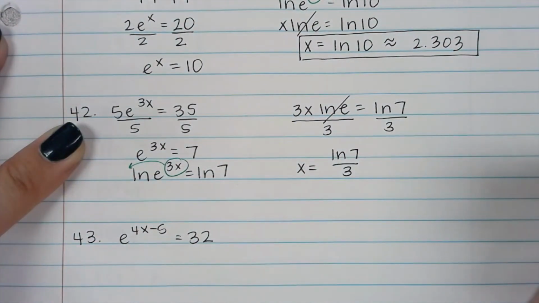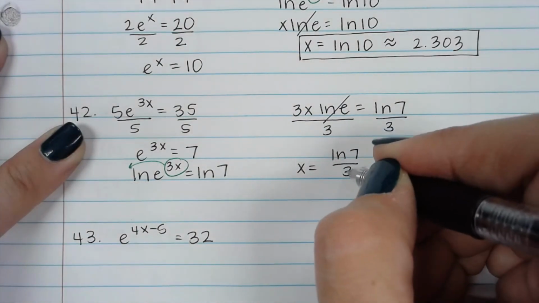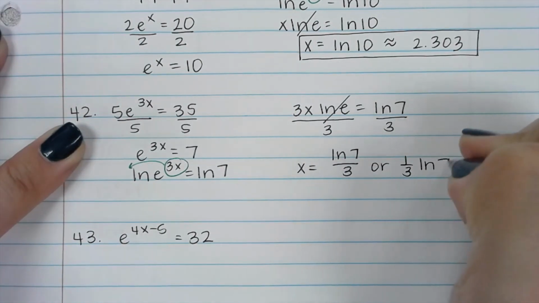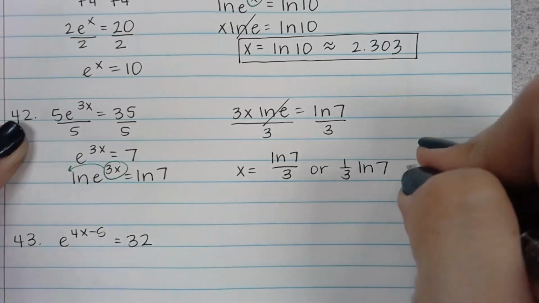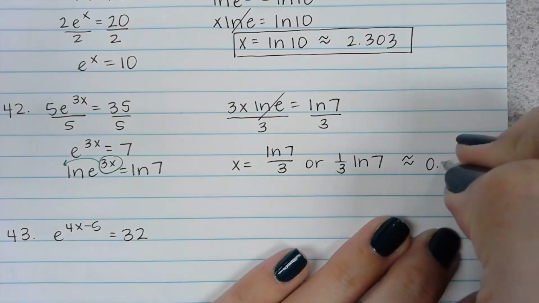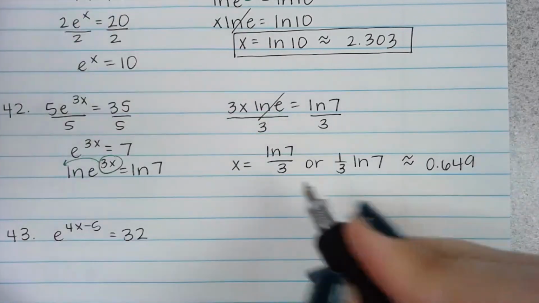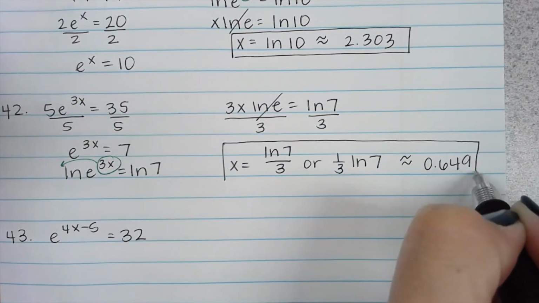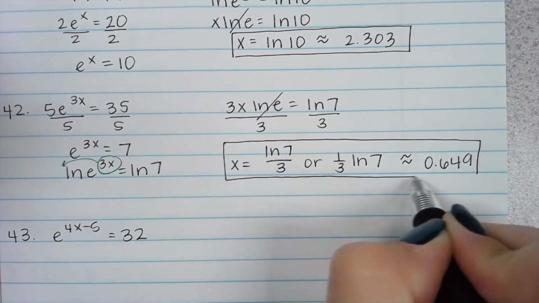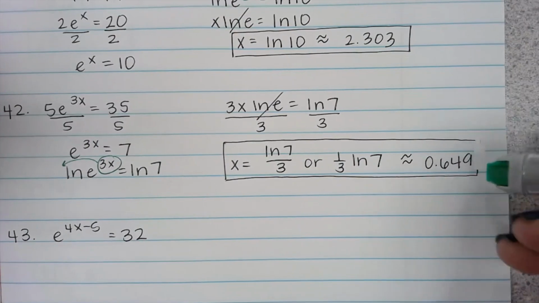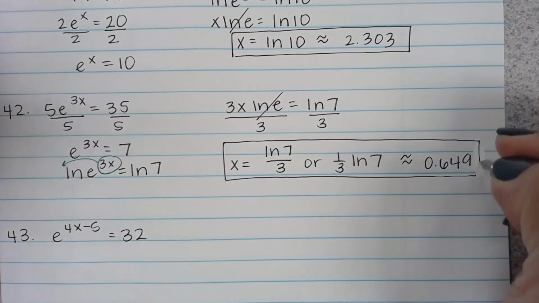So written out exactly, question 42 is going to say either x equals ln 7 over 3, or you could choose to write it as 1/3 ln 7. Those would be the same thing. And then either way that you choose to write it, when you type it into your calculator, you're going to get 0.649, and that would be the answer rounded to 3 decimal places. You don't have to write this both ways, but it is helpful for you to recognize that both of these ways of writing the answer to the question do result in the same answer.